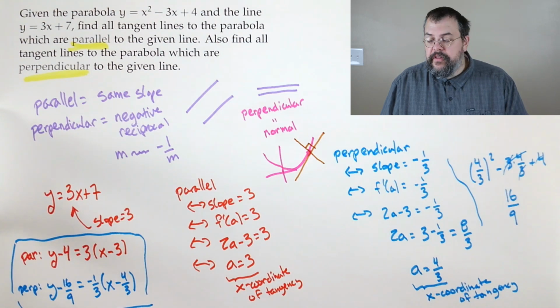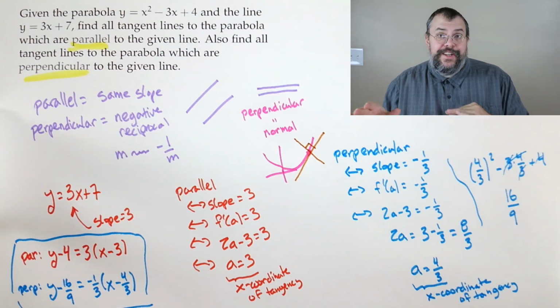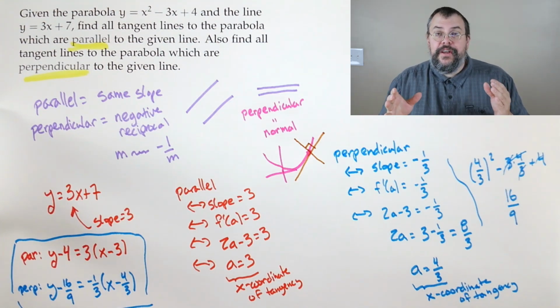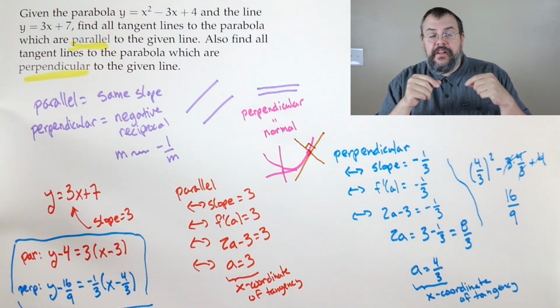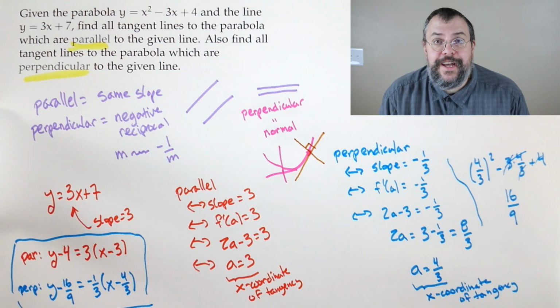So if you ever see something that says, find the normal line to the curve at this point, it says, take your tangent line and then find the perpendicular line that also runs through that point. So that's what normal means.